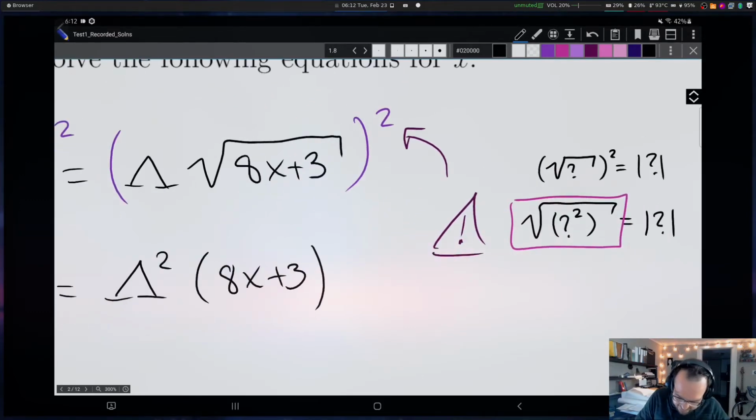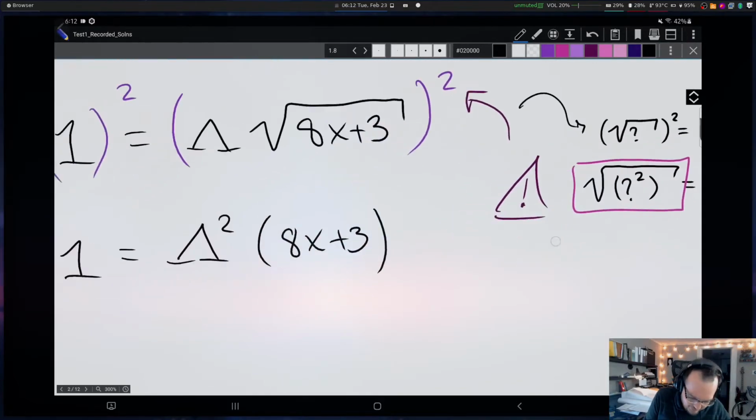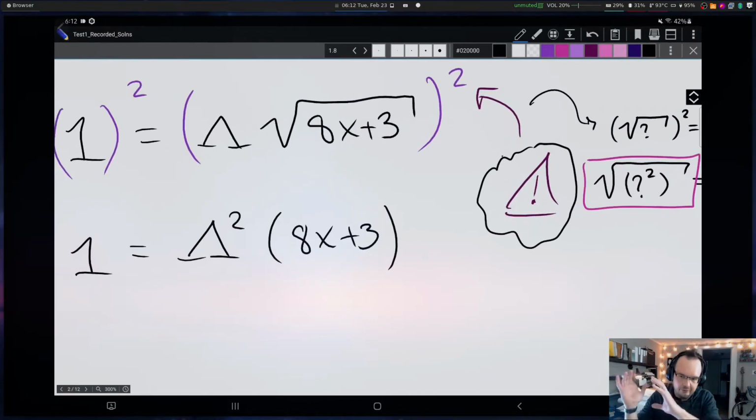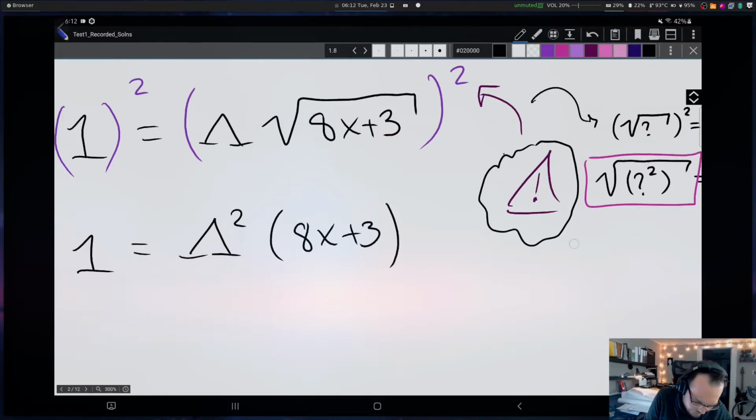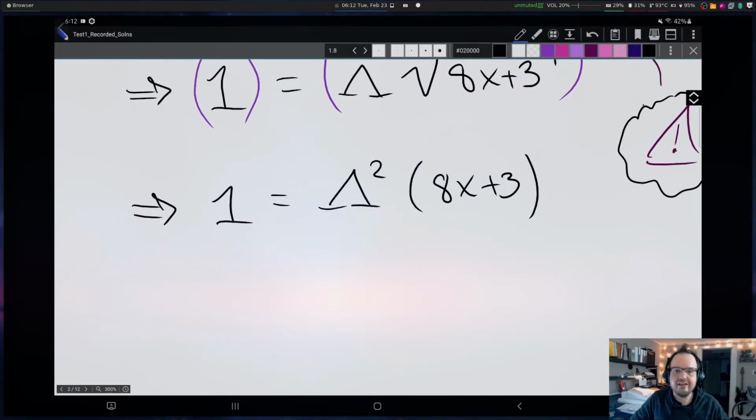Okay, so which case are we in? We're in the case where we took the square root first and then we squared, so we're in the case where we don't have to worry about it. But it's really important to have this alarm bell go off anytime you're doing this canceling pair of square and square root. Okay, so back to the main line of thought here.